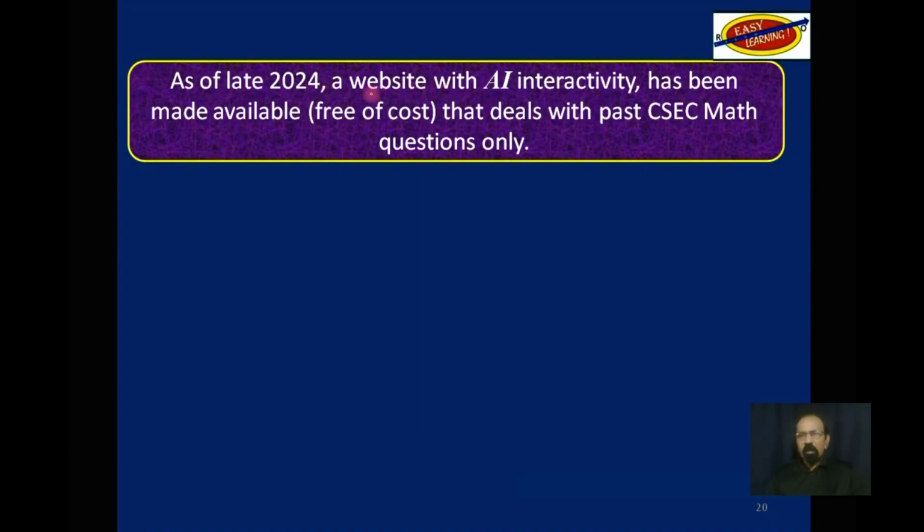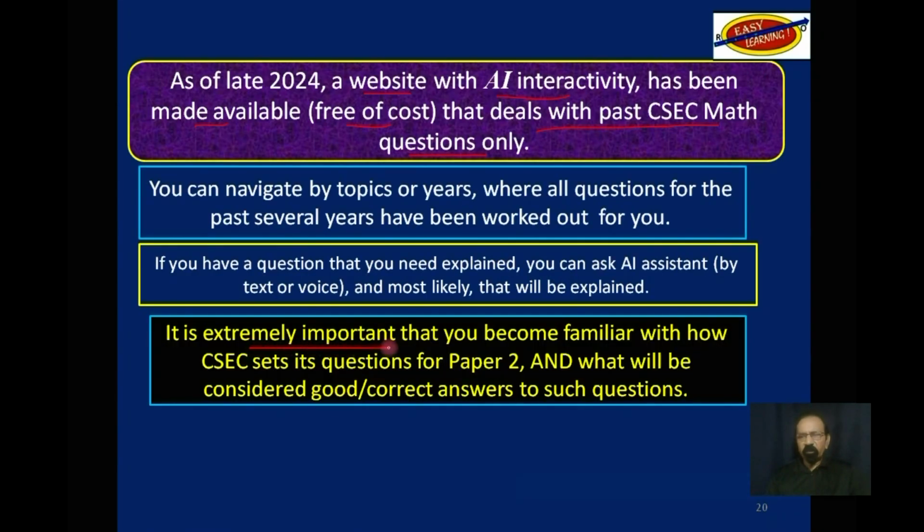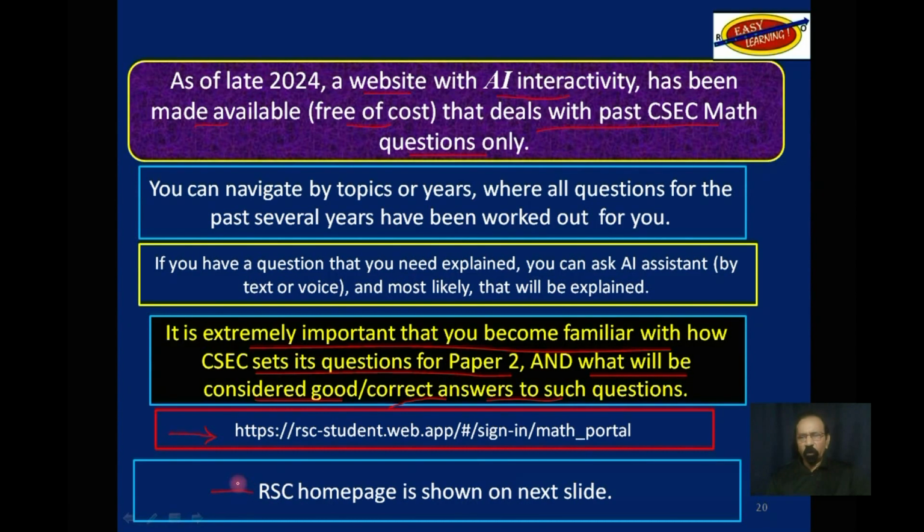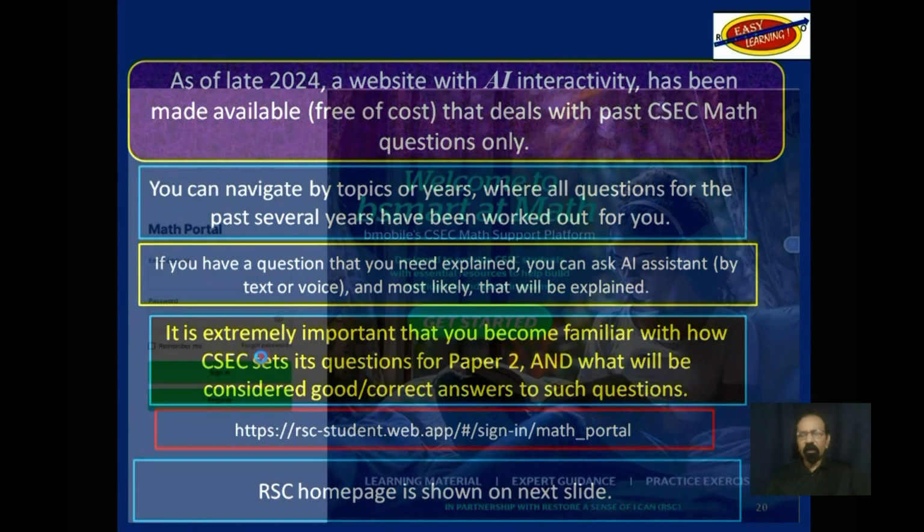Also, there is a website with AI interactivity that was made available free of cost, that deals with past CSEC math questions only, specifically from paper 2. It is extremely important that you become familiar with how CSEC sets its questions for paper 2 and what will be considered good or correct answers to such questions. This is the URL of that website. I will show you the home page of that website on the next slide.